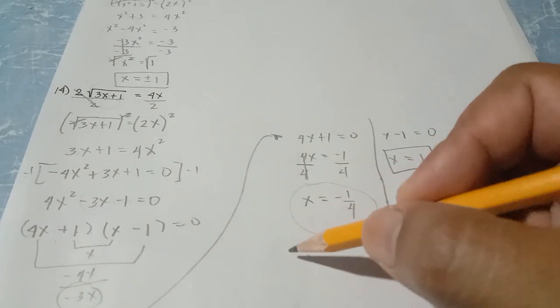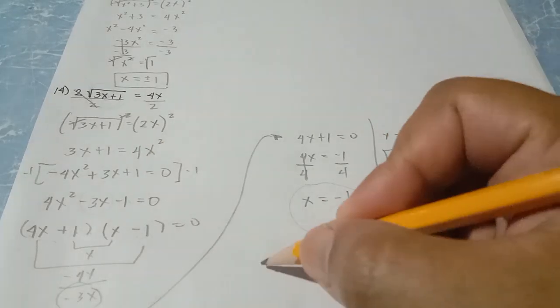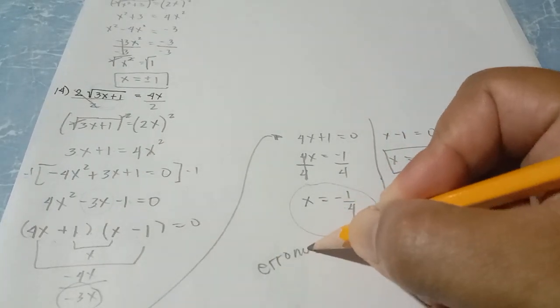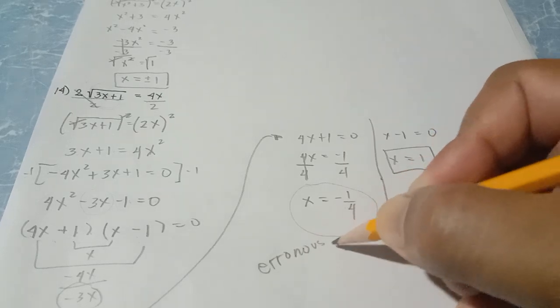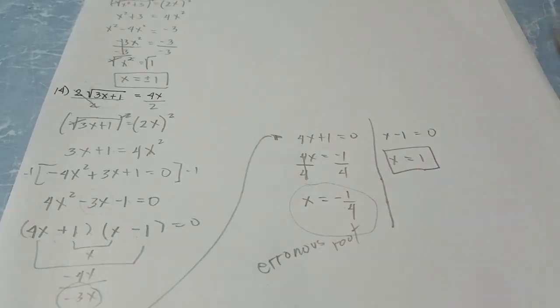Ay, sir, ano po ang tawag dito? So, ito yung tinatawag natin na erroneous root. Naku, ano bang spelling ng erroneous? Erroneous root. Okay. So, baliktad nga.